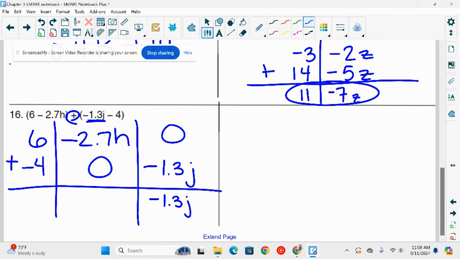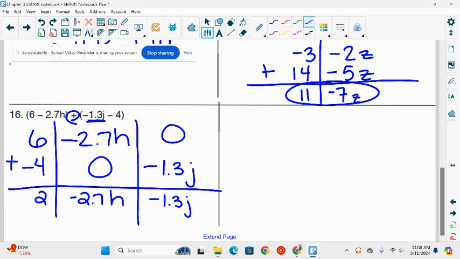Well, what is negative 2.7 plus 0? Negative 2.7h. Thank you. And then I have 6 plus negative 4. Positive 2. Can I put anything else of those together? So is this as low as I can go?